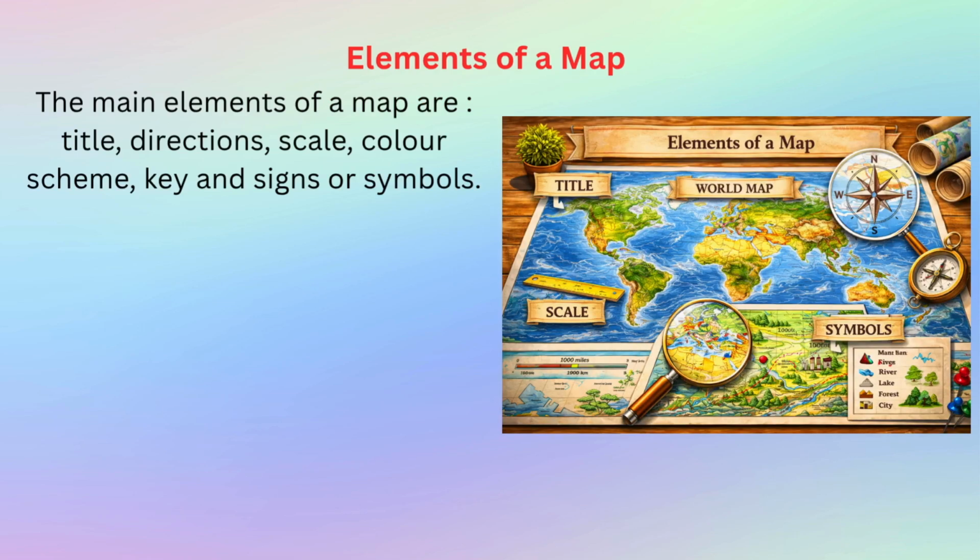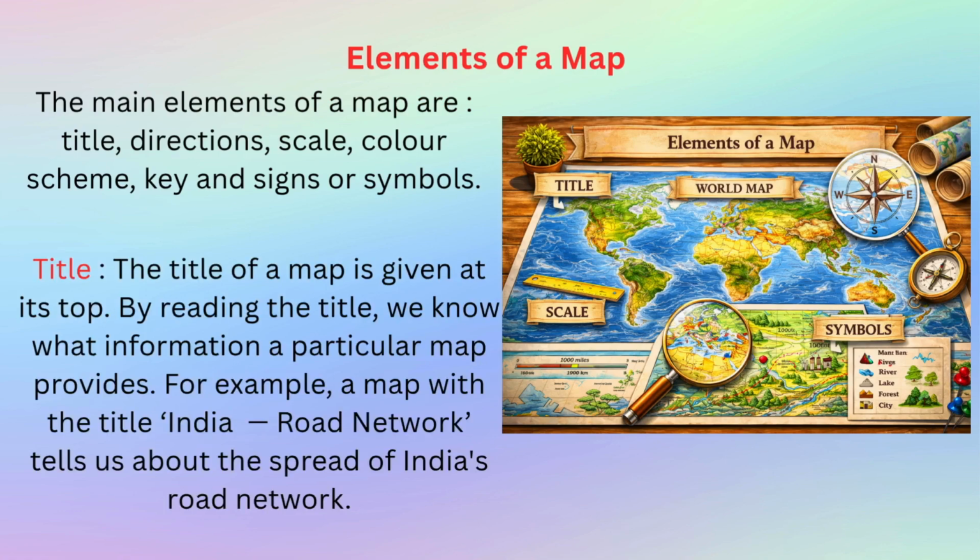Elements of a map. The main elements of a map are title, directions, scale, color scheme, key and signs or symbols. Title. The title of a map is given at its top. By reading the title, we know what information a particular map provides. For example, a map with the title, India, Road Network, tells us about the spread of India's road network.